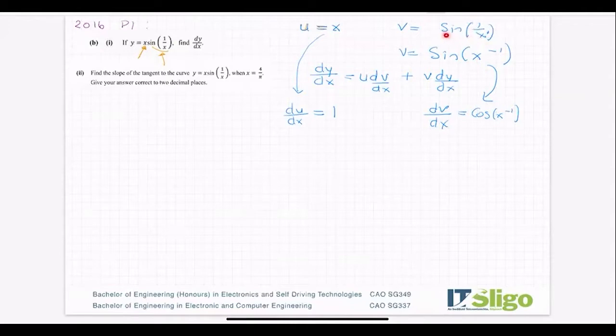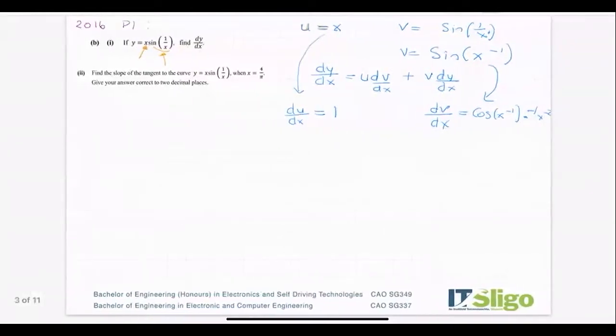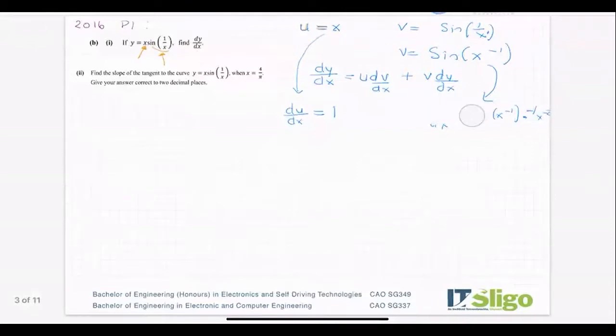So I've differentiated the outer one, sine became cos, and then I multiply it by the derivative of x to the minus 1: take down the power, reduce the power by 1. Sorry, I've run off a little space there. Rather than confuse it, let me just give myself more space. Sine becomes cos, and I multiply it by, take down the power, so it's minus 1x, and subtract 1 off the power. So minus 1 becomes minus 2.